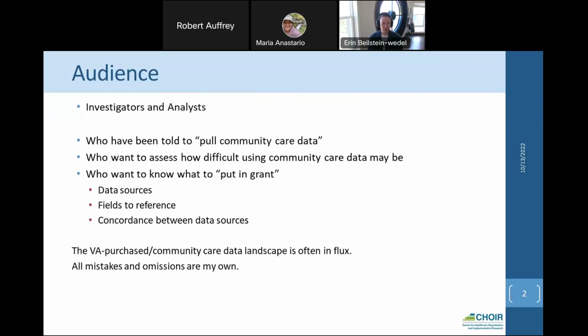And I will just say, as I'm sure all of you know, that the VA purchased or community care data landscape is in flux and it's often changing, and that makes it a little difficult to stay ahead of it. But we try, and all mistakes and omissions in this presentation are my own, mostly because it's always changing.